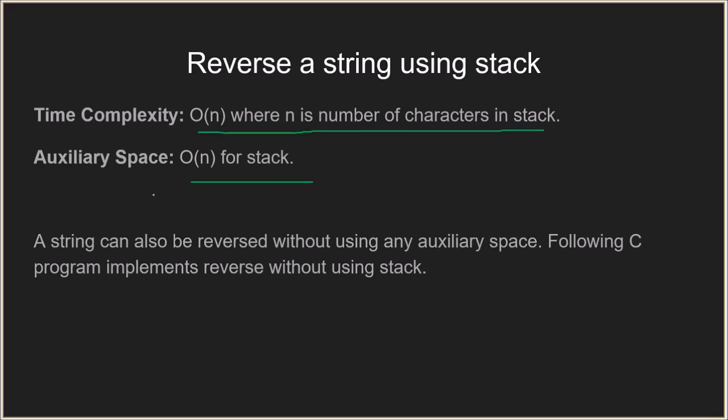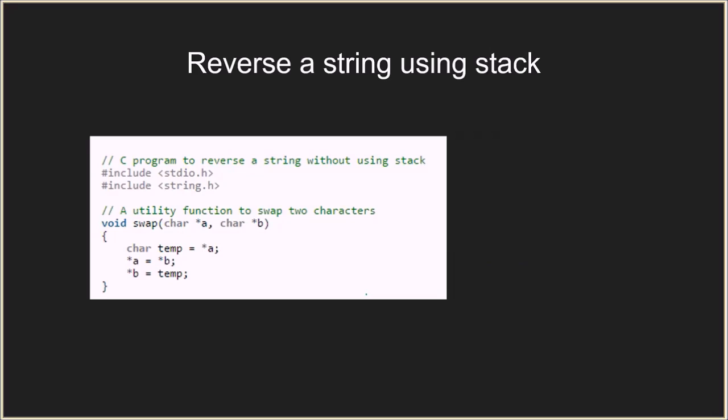We can reverse a string without using the auxiliary space, and the following C program implements reverse without using the stack. So let's see the program. Here we have a utility function which is the swap. It takes as arguments two pointers to characters, and then it swaps the characters. So we have this utility function which we are actually going to use.